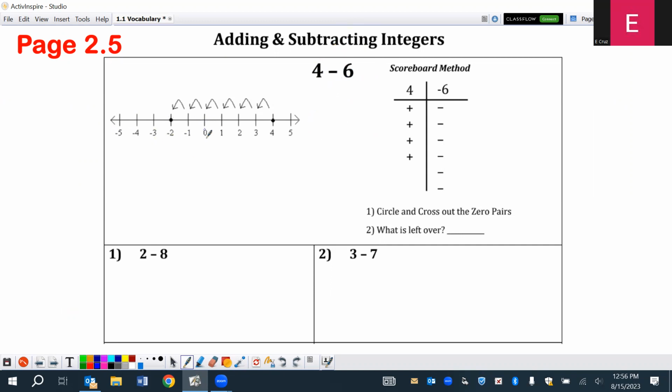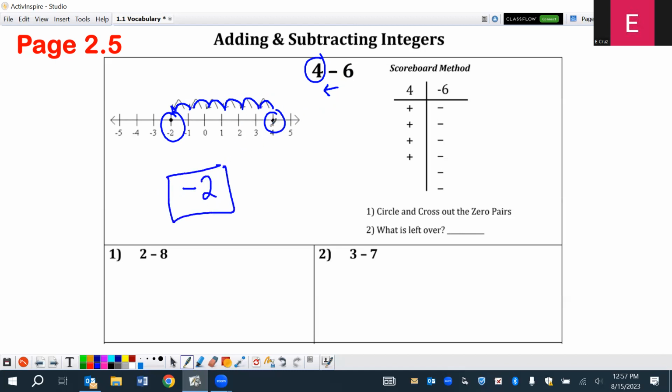So we have 0 in the center, and then we have the positives to the right, 1, 2, 3, 4, 5, and we have the negatives to the left, -1, -2, -3, -4. So my problem is 4. We start with 4, so here's my 4. And then it says minus 6. So anytime we have a minus, we're moving backwards. So we're taking it away. We're going to move back 6 units. So if we count 1, 2, 3, 4, 5, 6, I end up at -2. And so my answer for this is -2.